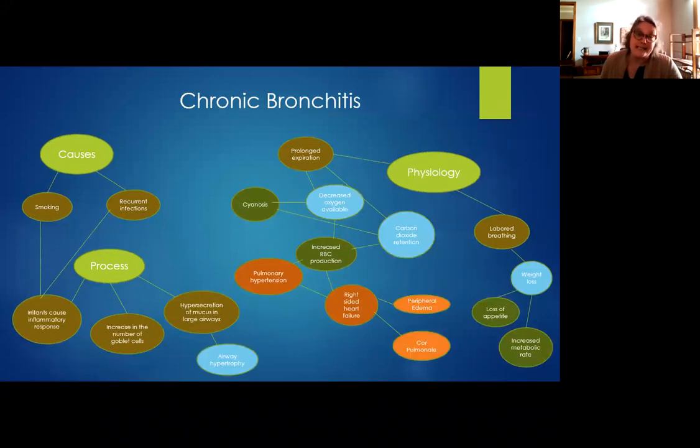So chronic bronchitis as a disease process is primarily caused by smoking, but it can also happen due to a greater number of recurrent bronchial infections. So similar to emphysema, the irritants cause an inflammatory response, but this time it's in the bronchial tubules, not in the alveolar sacs. So the emphysema is in the alveoli, and the chronic bronchitis is in the bronchial tubules.